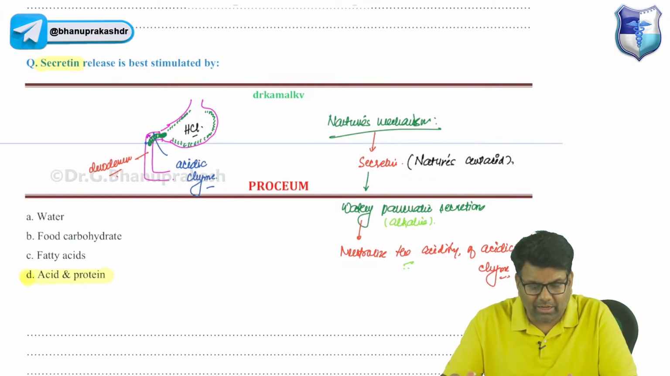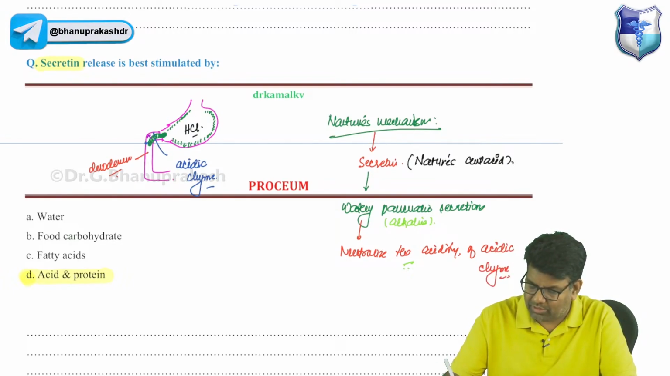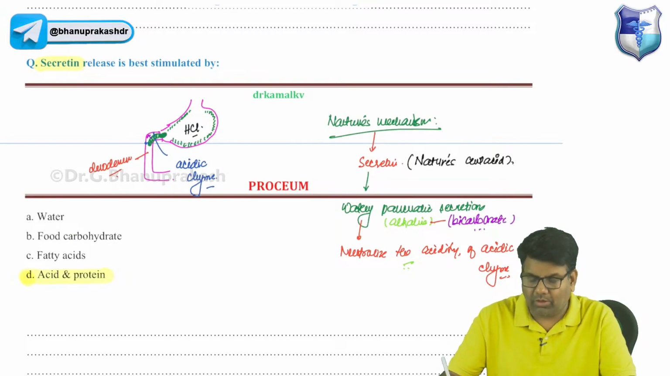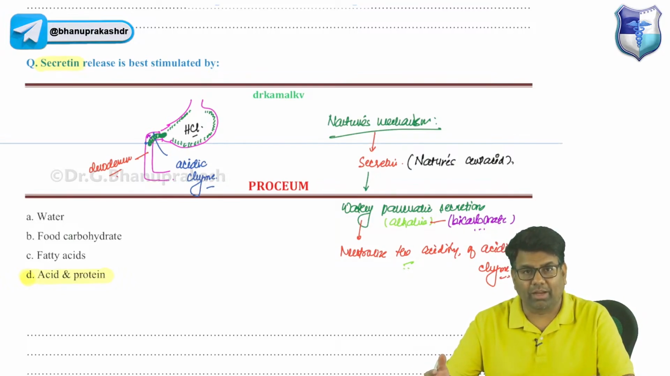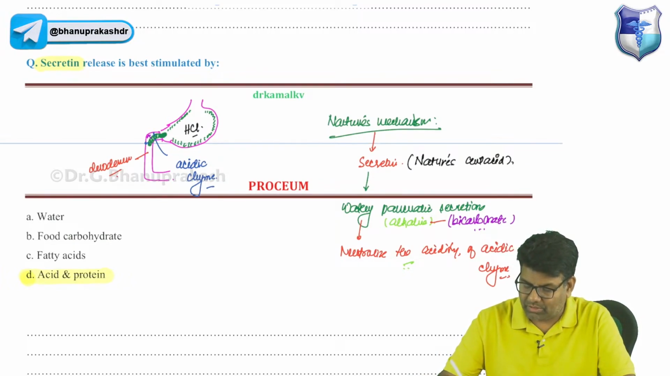So this secretin, yes, increases bicarbonate. Actually, bicarbonate. This is the non-enzymatic part. We know that the pancreas is both exocrine as well as endocrine. So this is the non-enzymatic part, and it is alkaline, so it just tries to neutralize the acidity of this acidic chyme, and this prevents injury to the duodenum.